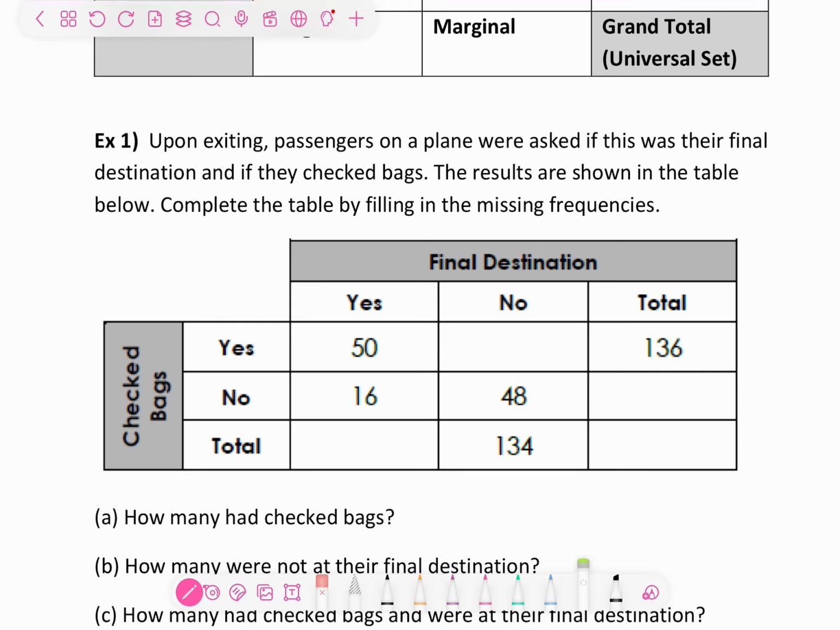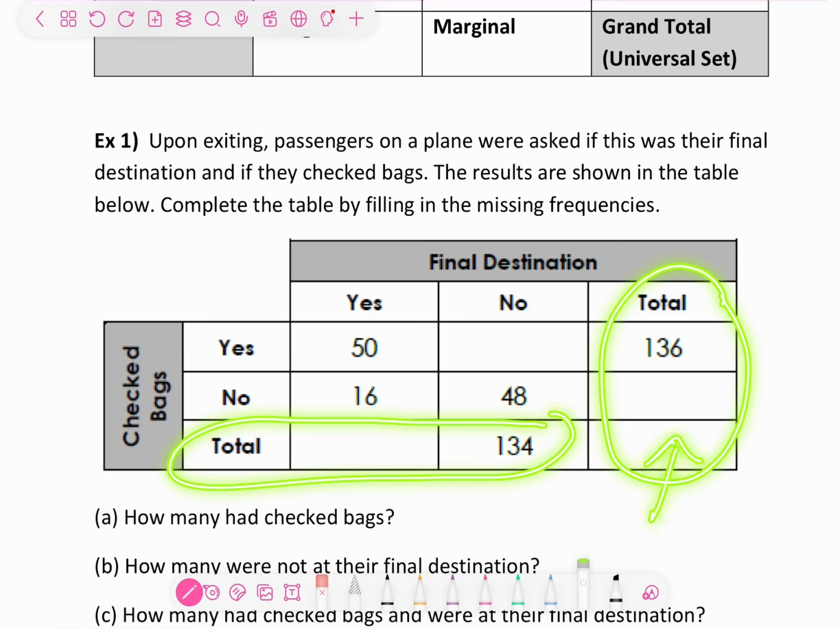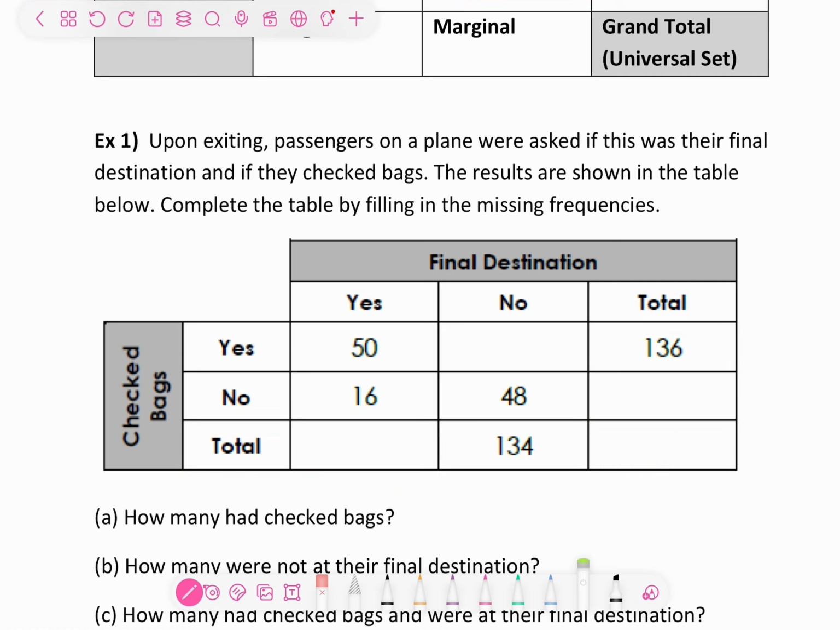Just looking at this table, we have final destination, yes or no, and then we have checked bags, yes or no. And then we have two different total sections where the marginal frequencies will be, and, of course, the grand total here in the bottom right corner. So we're going to fill in the missing frequencies.